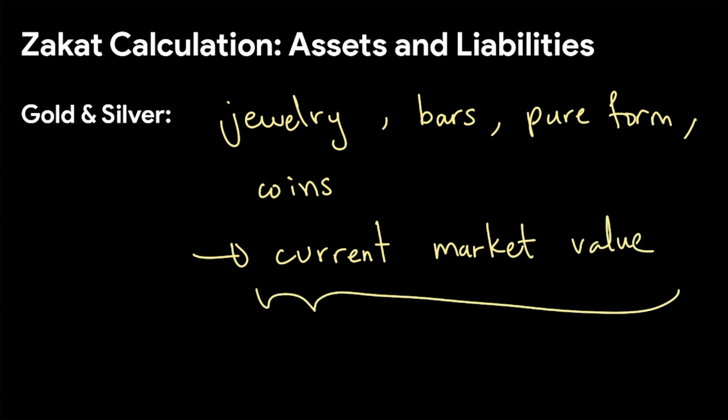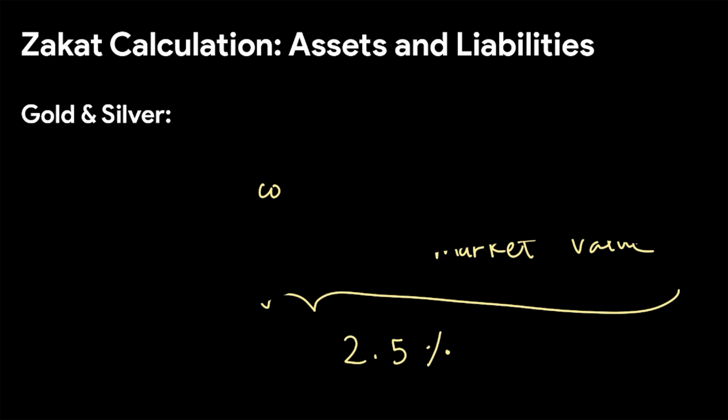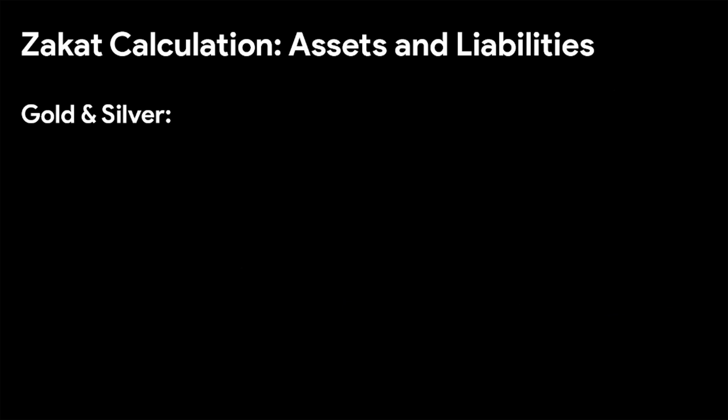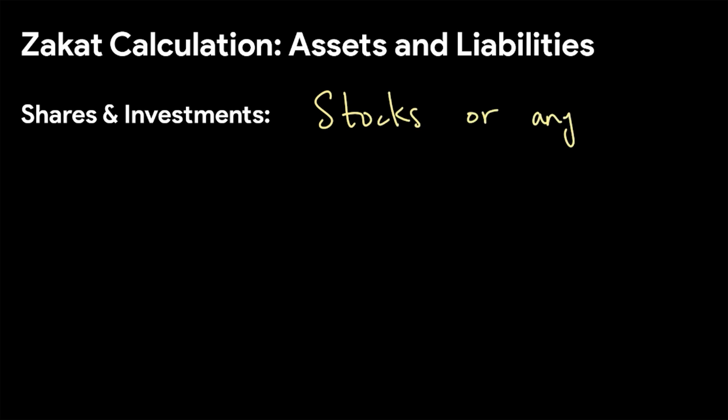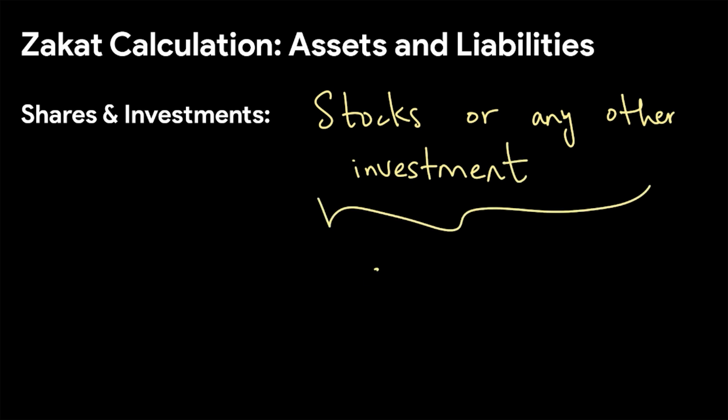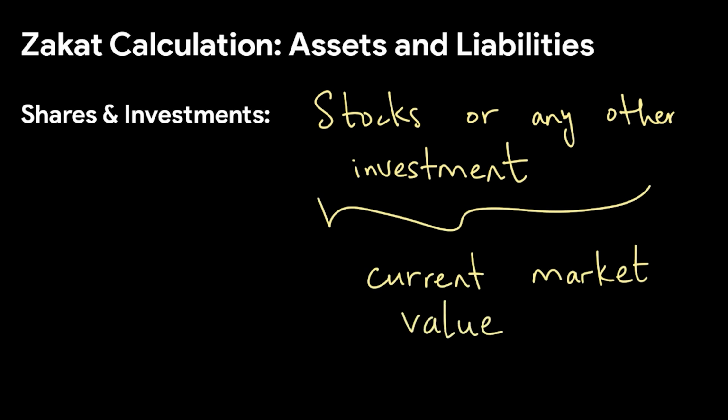And then you must pay zakat on that. So 2.5% of its current market value, you would pay zakat on that. So the next asset you must pay zakat on are your shares and investments. So if you own stocks or any other investment, this could be anything that you have or own as an investment, you must pay zakat on its current market value. Current market value as of the time that you are paying zakat.